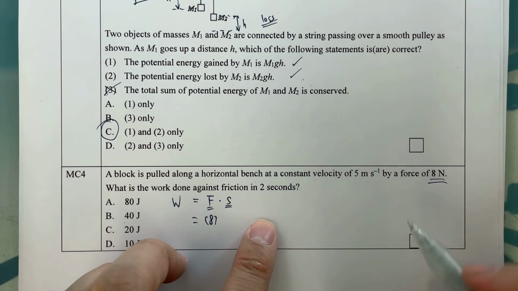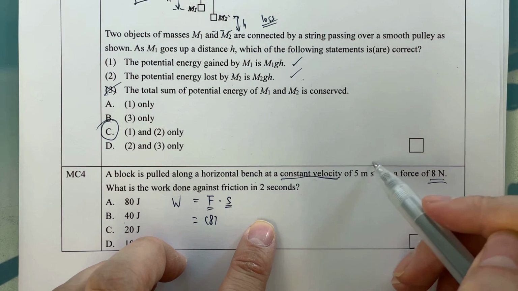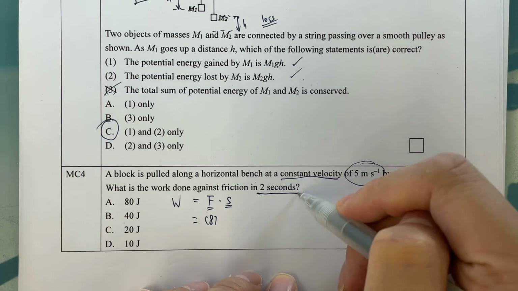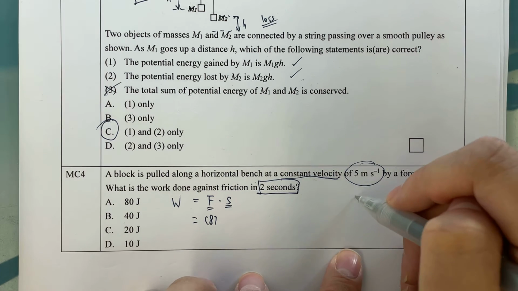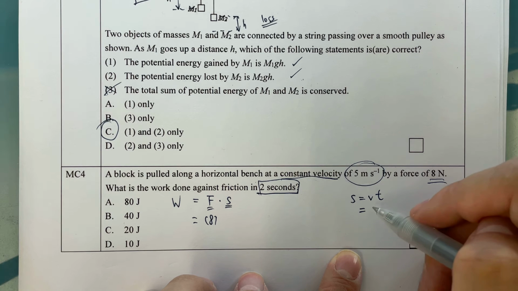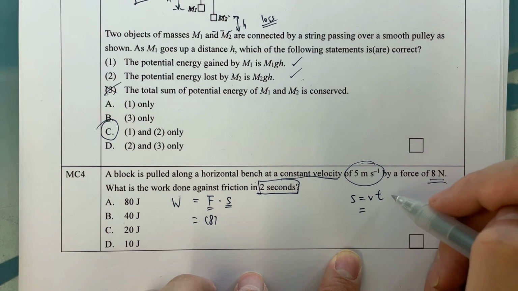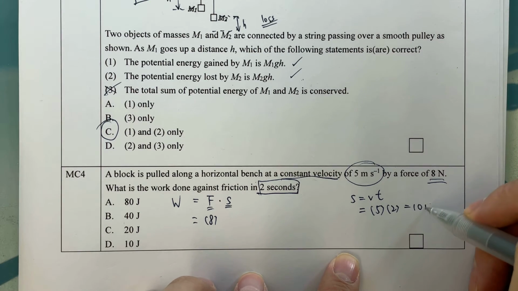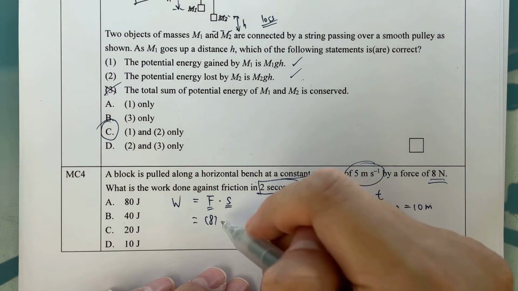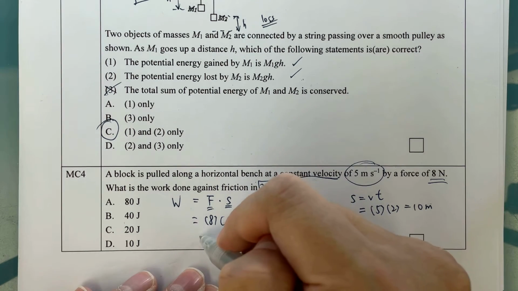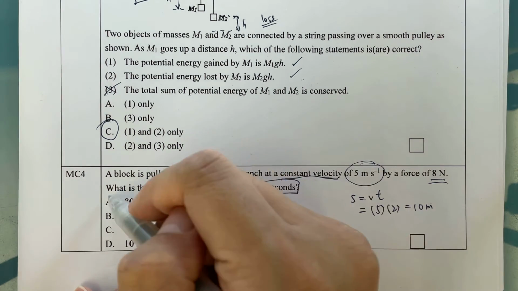So what's the displacement? We know that now it's moving at constant velocity, 5 meters per second. That means it will travel 5 meters in 1 second. And now it travels for 2 seconds. So displacement equals velocity times time, which is 5 times 2 equals 10 meters. Since it moved by 10 meters, we may just put it in the displacement here. So the product of that would become 80 joule. So the answer is A.